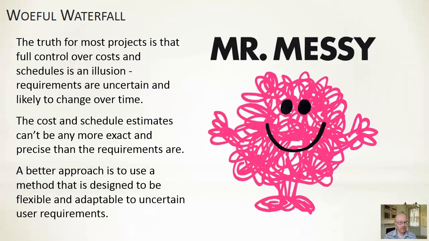And given the fact that most software is messy, it is much better then to use a software development approach that doesn't assume you have a perfect world, but rather one that is designed to be flexible, one that's designed to be adaptable, and one that's designed to cater to user requirements that can change, that can be uncertain. And that's where Agile and Lean approaches come into this.